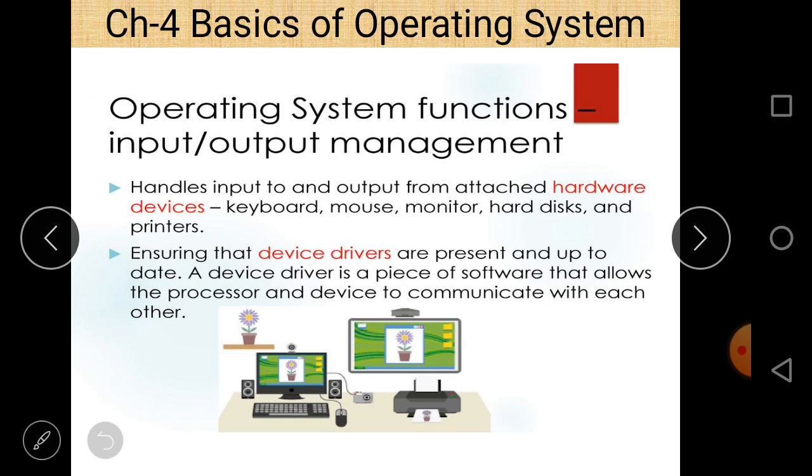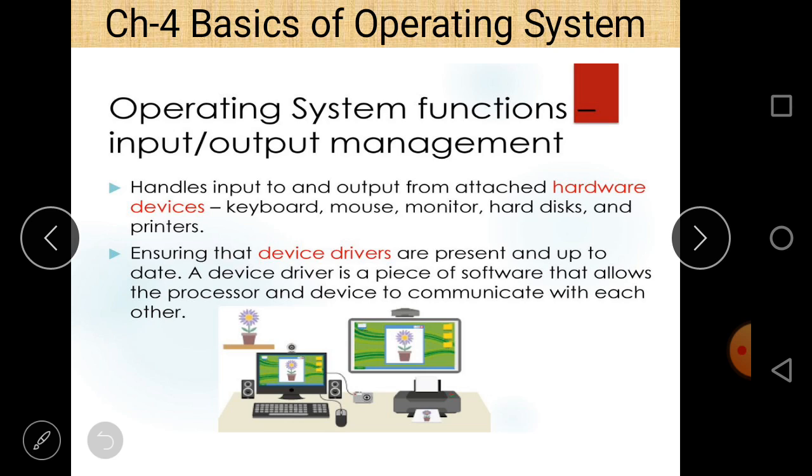Next you can see that input output management is also a very important operating system function. It manages different input and output devices. It handles input and output from attached hardware devices such as keyboard, mouse, monitor, hard disk and printers. These input and output devices are all managed by our operating system, ensuring that device drivers are present. Drivers are software that comes with different hardware, and until you install the device driver into your computer system, the hardware cannot work at all.